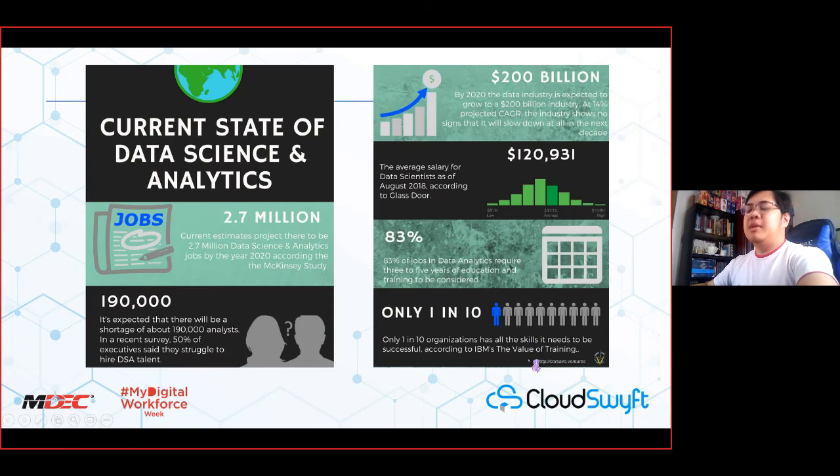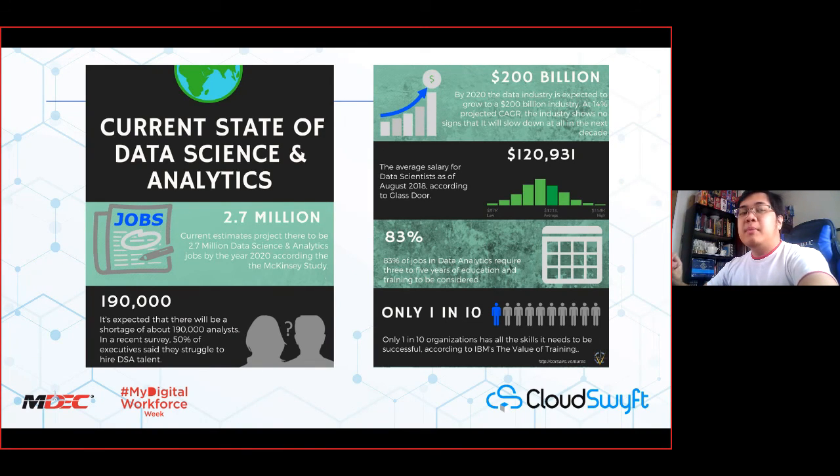That would be our problem statement: to ensure that the decision is good, or the decision is correct. The data science and analytics field generated 2.7 million jobs in the United States. There are more jobs generated in Asia, that's for sure. And a shortage of 190,000 data analysts is projected.